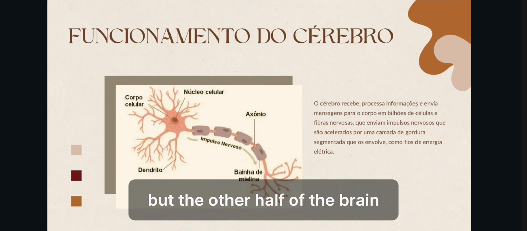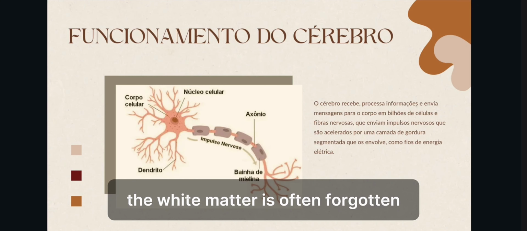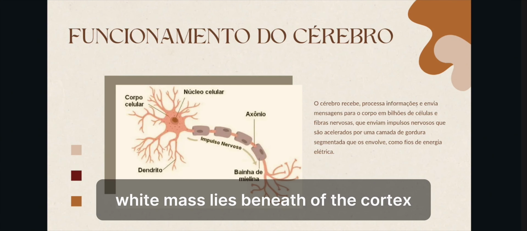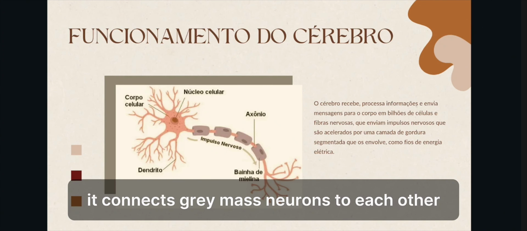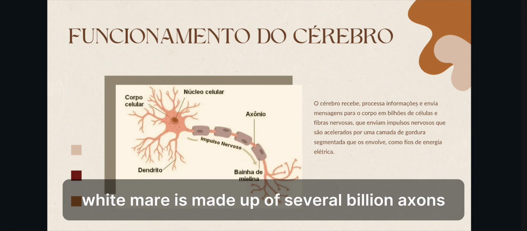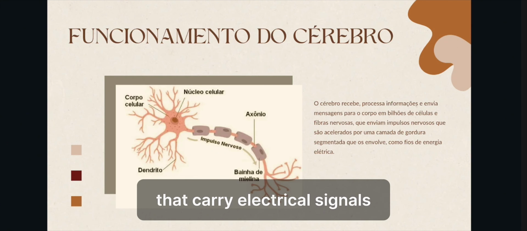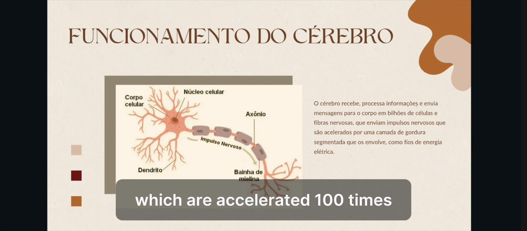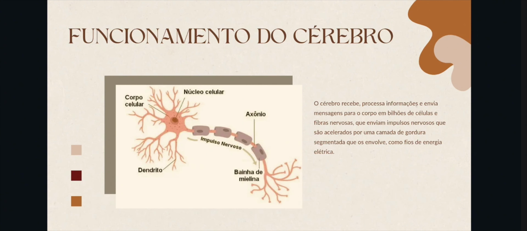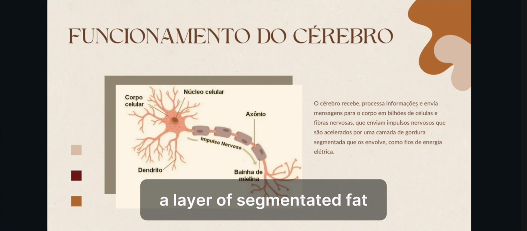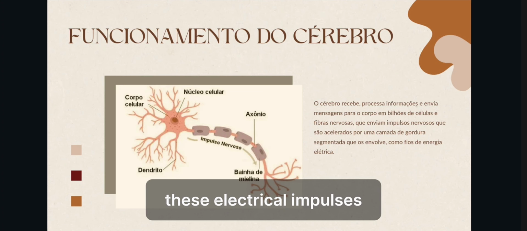But the other half of the brain, the white matter, is often forgotten. White matter lies beneath the cortex and in deeper regions of the brain. Where it is present, it connects gray matter neurons to each other. White matter is made up of several billion axons, which are like long cables that carry electrical signals. These signals are accelerated 100 times because the axons are covered by the myelin sheath, a layer of segmented fat that insulates and conducts these electrical impulses.